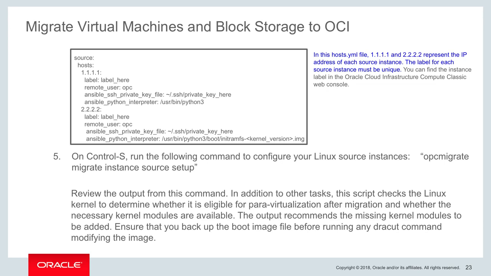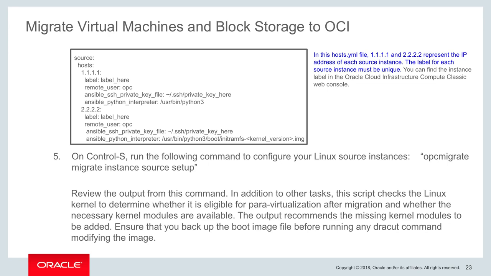Once this file is configured properly with the IP addresses, the remote users, and the private key files for all your source instances, you can run the following command to configure your Linux source instances on the Control S server. The command is opc-migrate-instance source-setup.